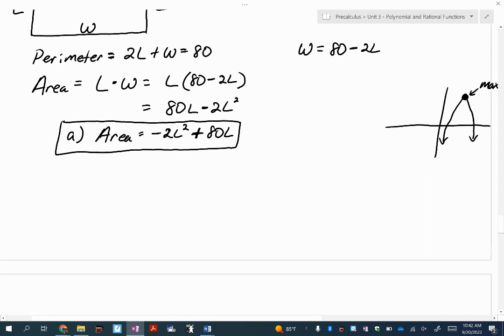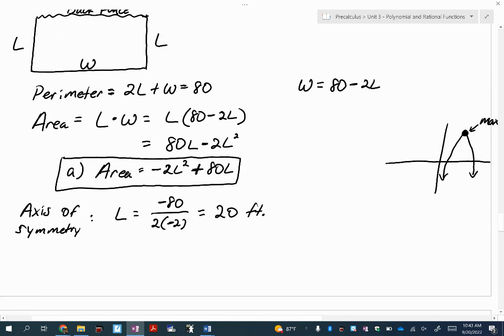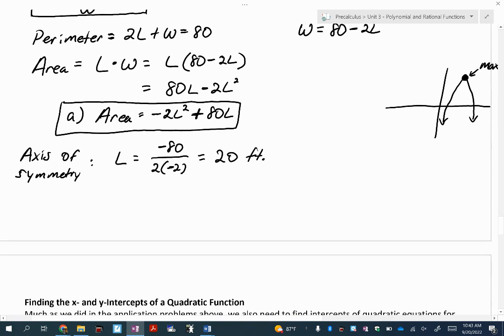Okay, so let's find it using the axis of symmetry. It's going to be L equals the opposite of b over 2a. So the opposite of 80 over 2 times negative 2, which is going to be negative 80 over negative 4, which is positive 20. All right, so the dimensions that I need are, I've got 20 feet.